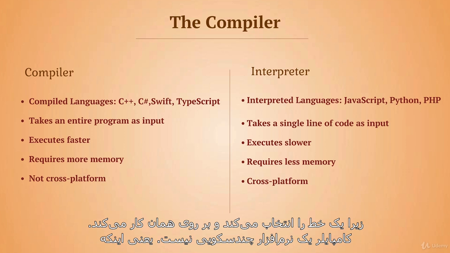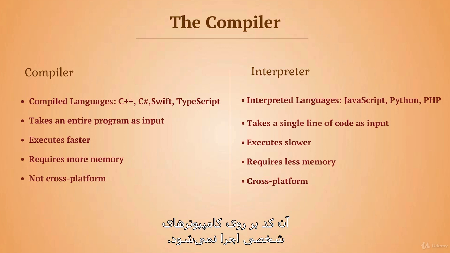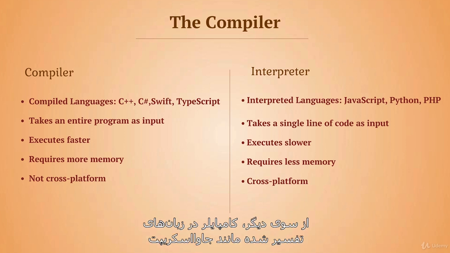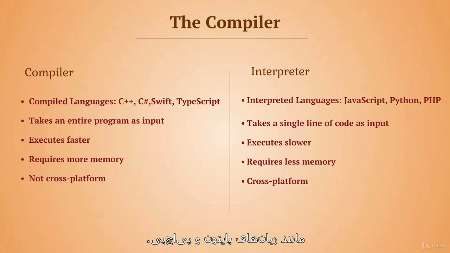A compiler is not cross-platform, which means that if you wrote code in C#, it will not work on Mac, and vice versa. If you've written code in Swift, it will not work on a PC. On the other hand, the interpreter, or interpreted languages such as JavaScript, are cross-platform and work on almost every platform, same as Python and PHP.